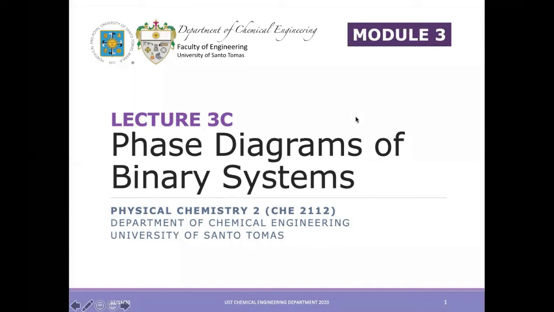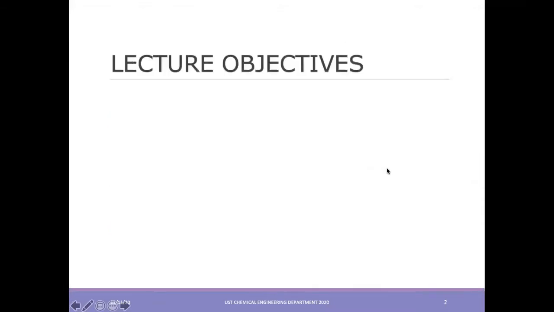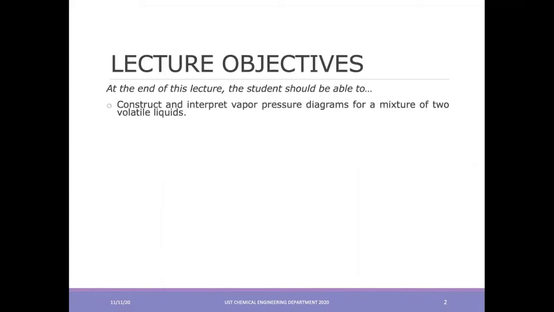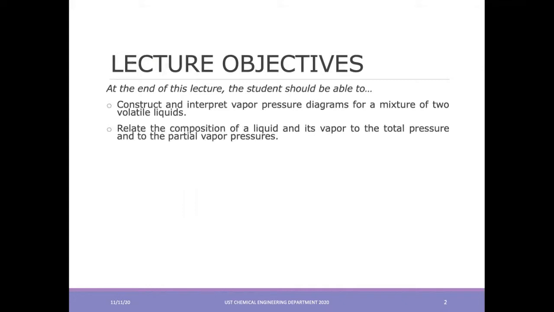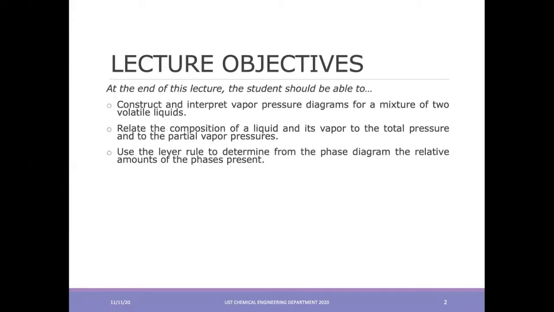Everyone, today we will continue our discussion on phase equilibria, which is on phase diagrams of binary systems. So at the end of this lecture, the students should be able to construct and interpret vapor pressure diagrams for a mixture of two volatile liquids, relate the composition of a liquid and its vapor to the total pressure and to the partial vapor pressures.